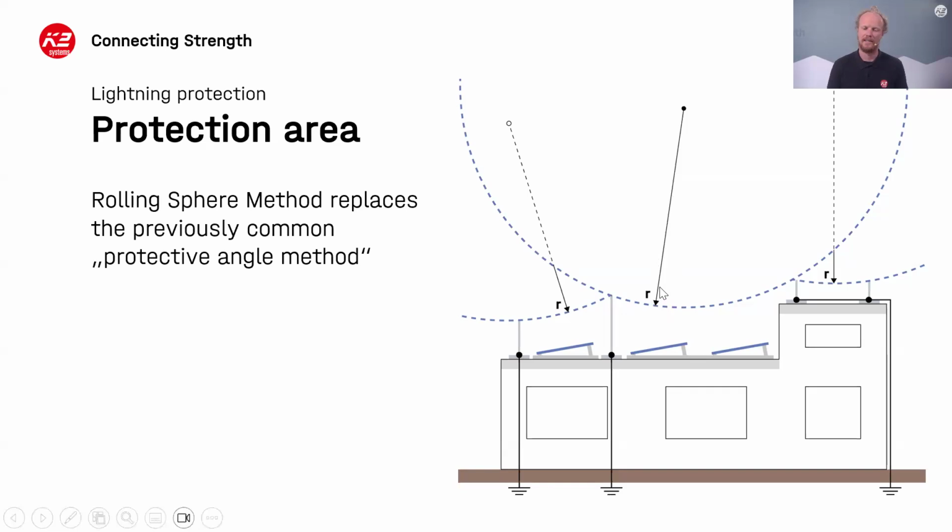And if you have a smaller radius, then you're going to need more of these rods to ensure that nothing can be touched. The main objective of planning a setup like this, though, is to ensure that the building or the PV system itself cannot be touched by this ball, and therefore is in the protected area or the area of protection.